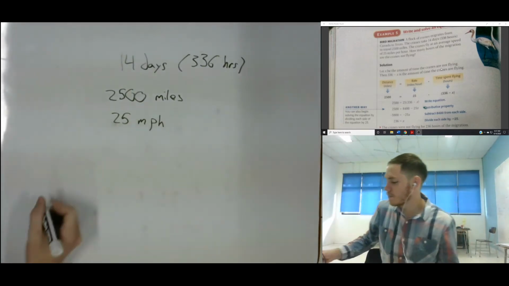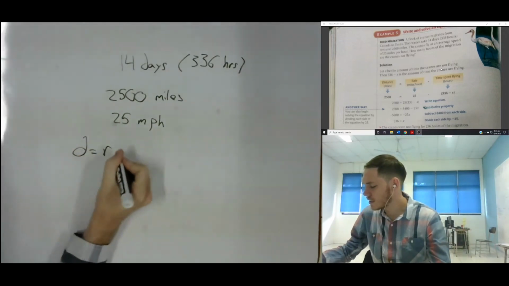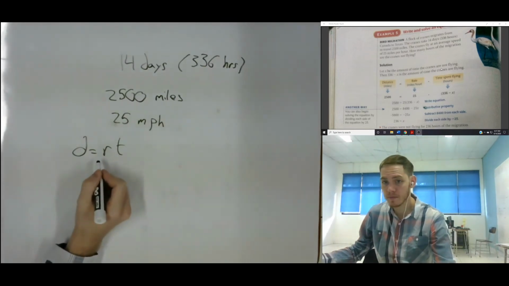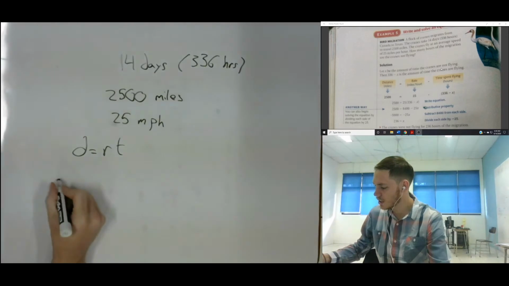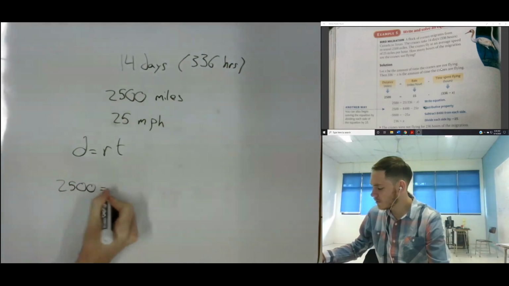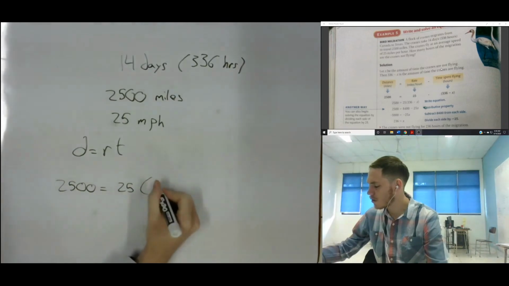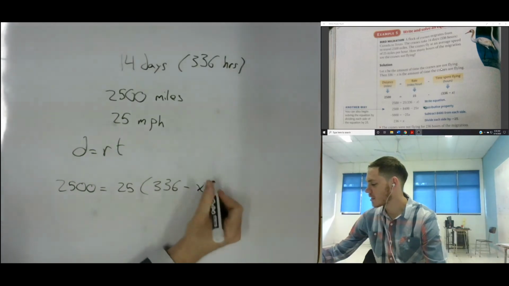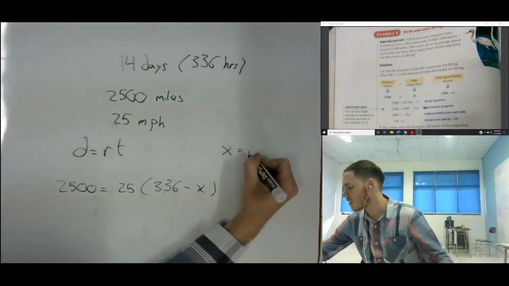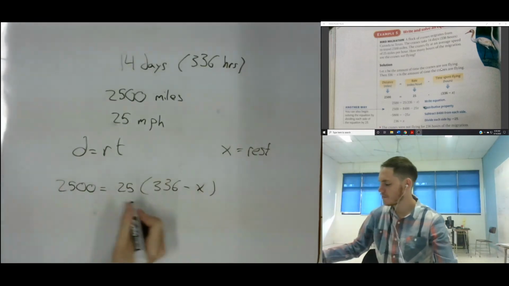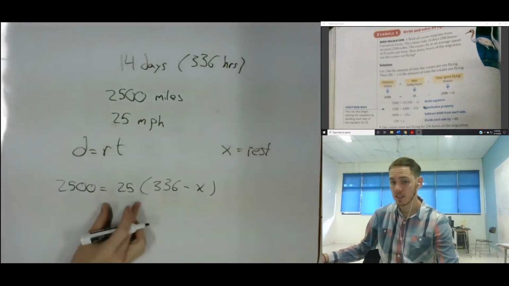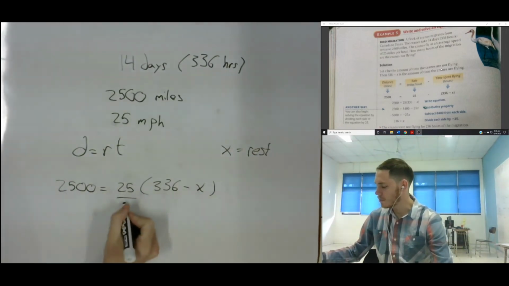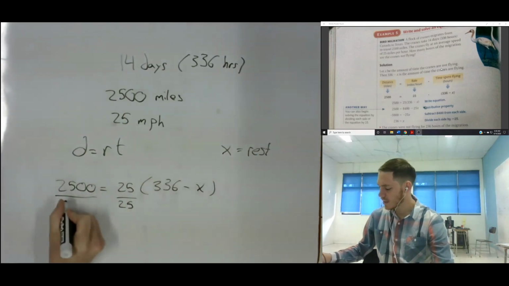So, remember, distance equals rate times time. Except this time, distance is 2,500, rate is 25, and hours is going to be 336 minus how many it's resting. So x is actually rest. Okay? So there's two ways of doing this. We can either multiply this out or divide both sides. I'm going to divide both sides by it because it's on the outside of the parentheses.